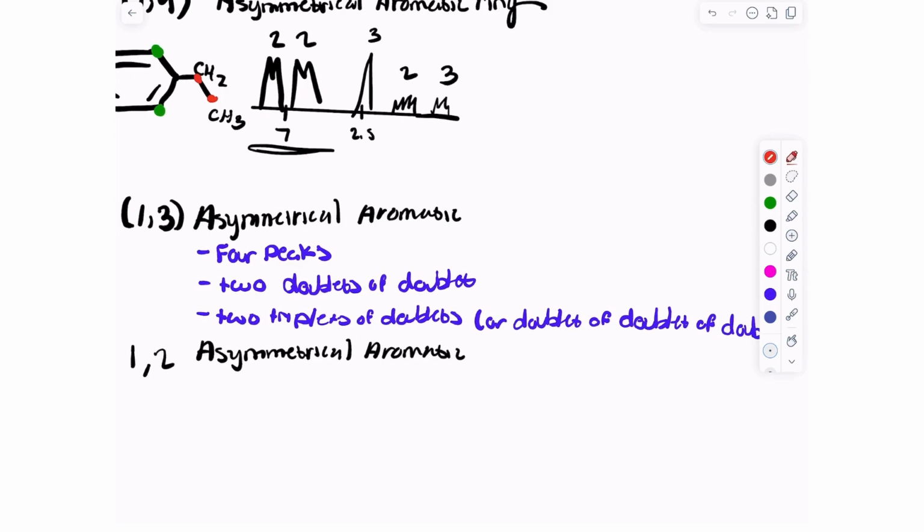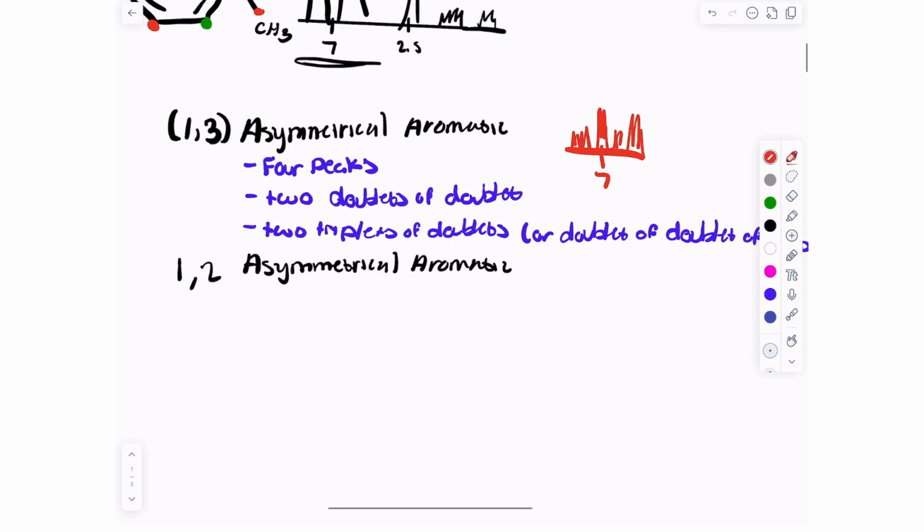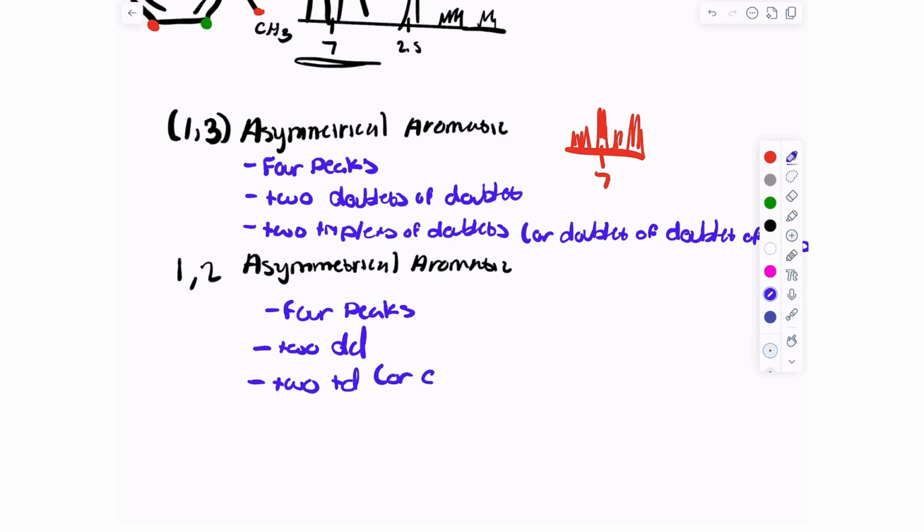So really what you should just notice is that if you see an NMR and around 7 there's 4 different peaks, and they're all going to be some weird multiplet, but if there's 4 different peaks, it could mean that you have a 1,3. And it's the same for 1,2. 1,2 has 4 peaks as well, and you're going to see 2 doublets of doublets, or 2 triplets of doublets, or doublets of doublets of doublets.